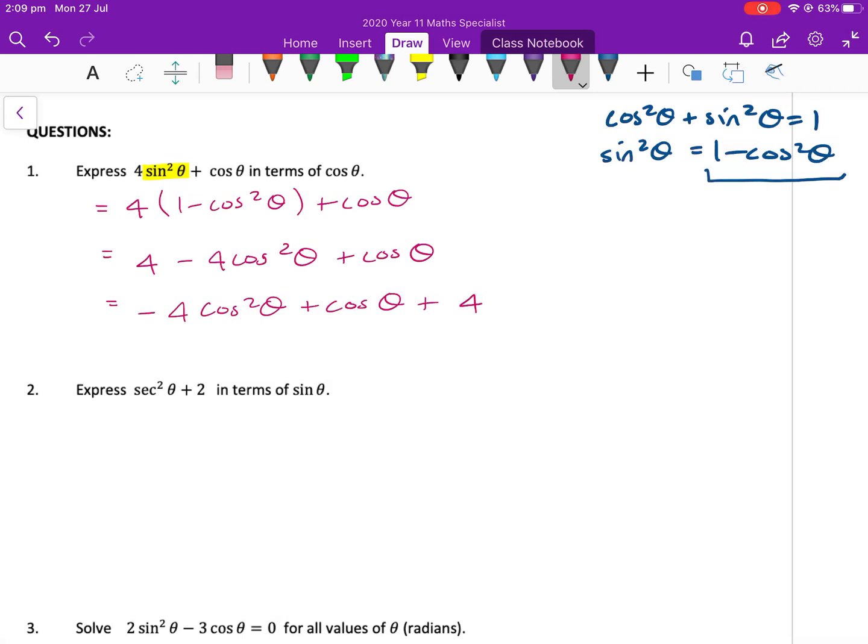So what I'd like you to do now is pause the video and have a look at expressing sec squared theta plus 2 in terms of sine theta. And my clue here is to go back to one of the alternative forms of the Pythagorean identity where sec squared theta was involved.